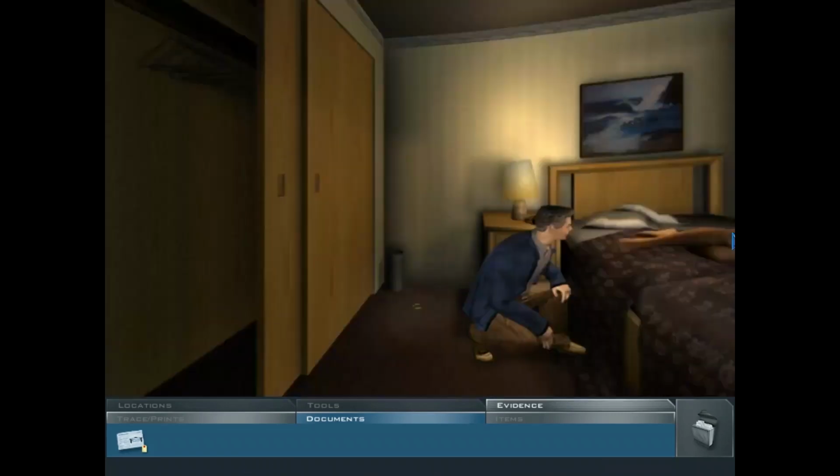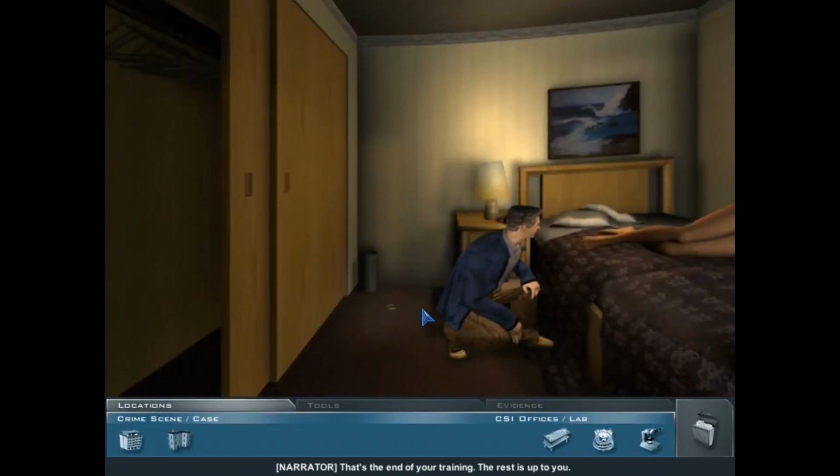That's the end of your training. The rest is up to you. You can process the crime scene further to find more clues, visit the CSI offices, or visit your new location. When you're ready to quit, hit the escape key on your keyboard.